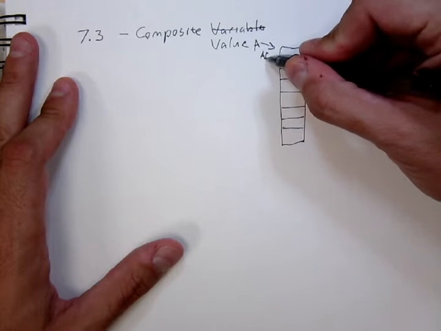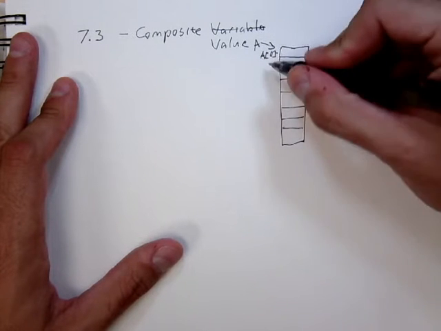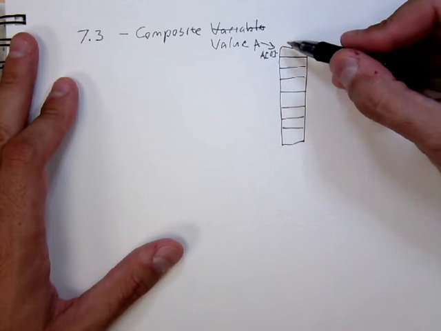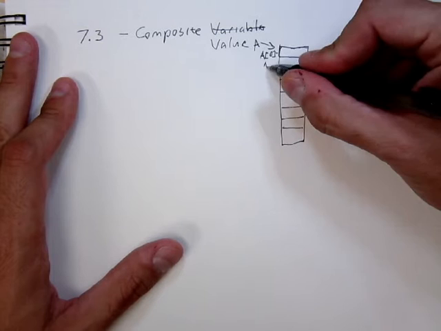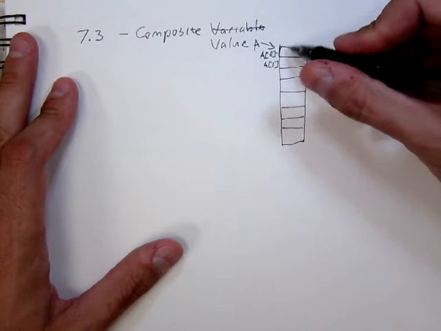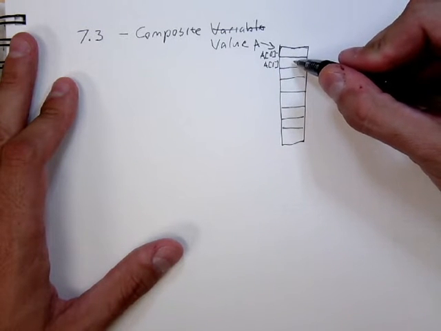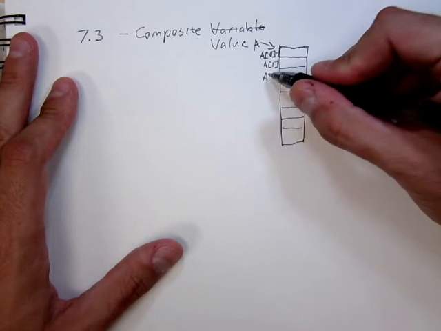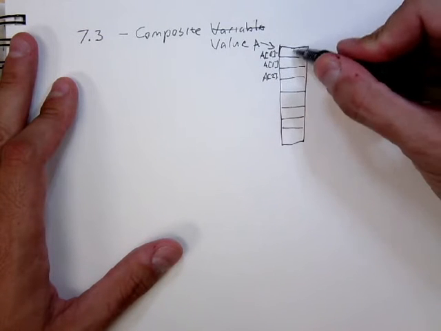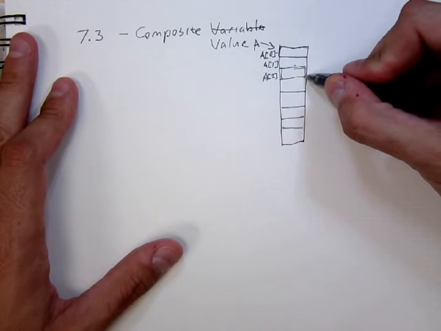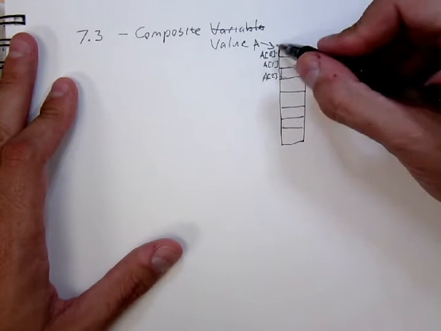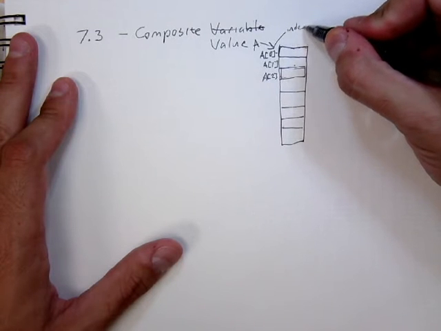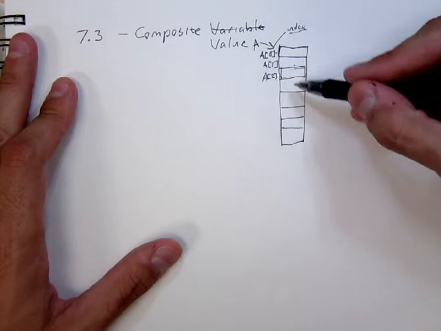So A0 might be the first item. It's at offset 0 from the beginning of the array. That's why we use a 0 instead of a 1, which means A1, you've skipped over 1 and you're now at the second position, and A2, you've skipped over 2, so now you're at the third position in the array. The index kind of tells you how much you have skipped over to get to your current spot in the array.